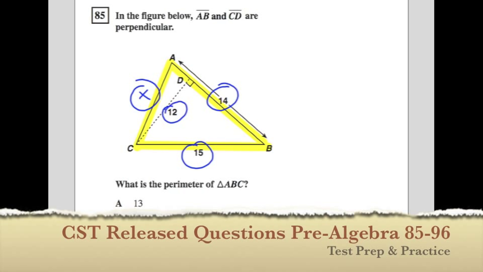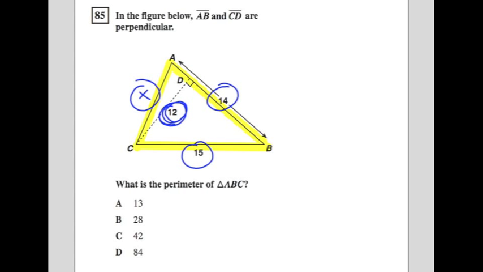Now this 12 right here, we might need it for later, but as of right now, I don't really have a good use for it. So let's find out if I really do need that. Here we go. It's asking for the perimeter of triangle ABC. Perimeter is adding up all the sides, so I've got 14 plus 15 plus x. I don't know what x is, and we want to find out what that equals.